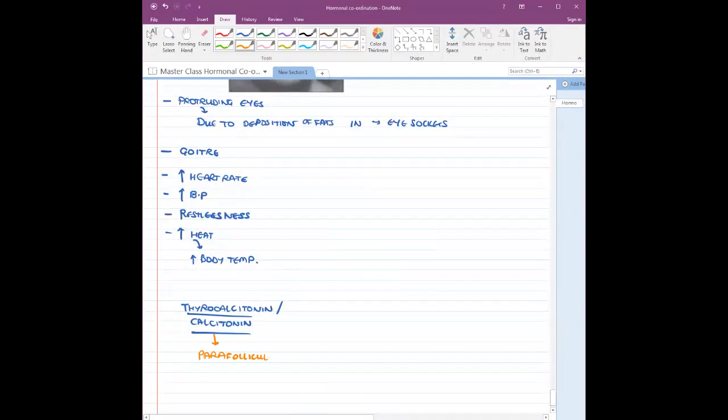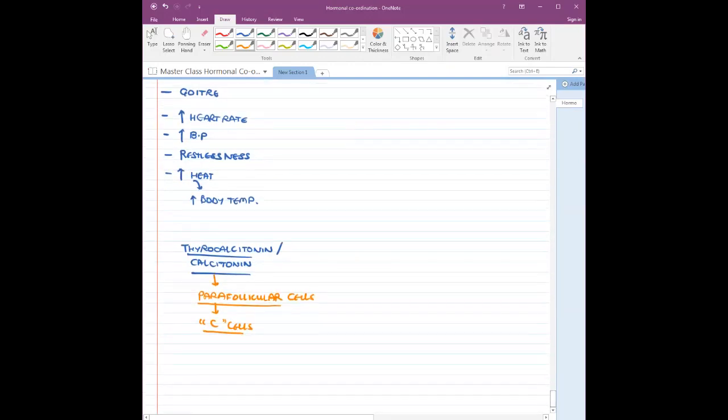But now guys, these parafollicular cells also have one other name. They are also called your C cells. So parafollicular cells are also termed as your C cells. Guys, very important from the NEET point of view. Because in your NEET exams, they will give you the option as C cells, and they will give you other cells, because they won't try to give you parafollicular cells. So keep this thing in mind.